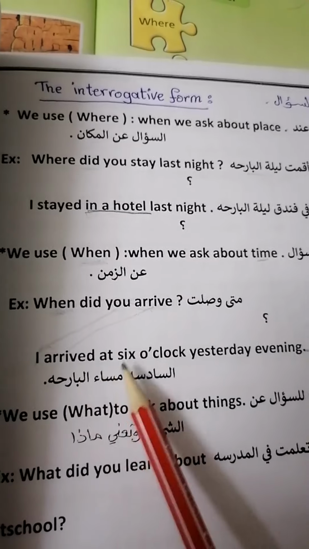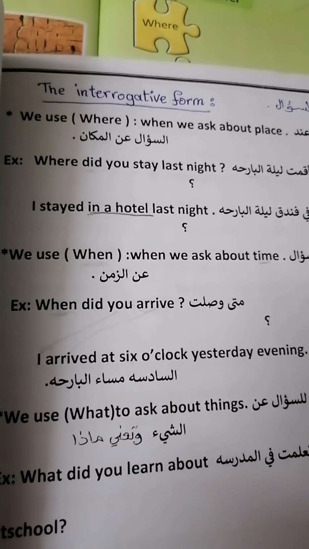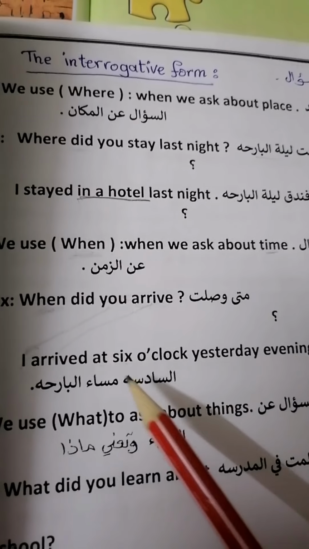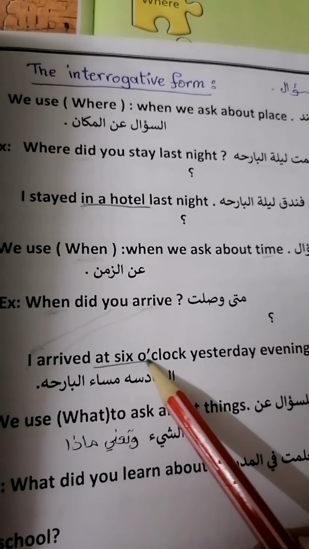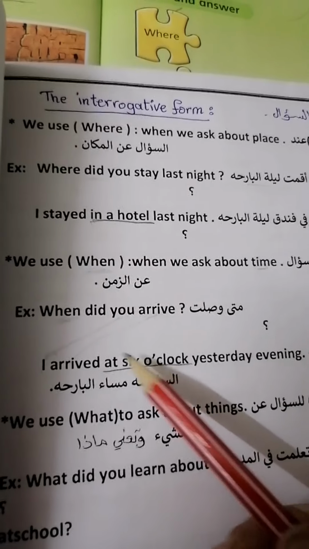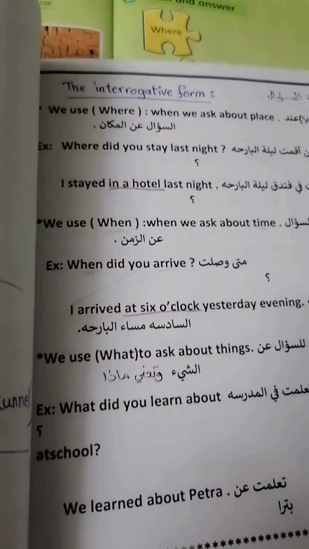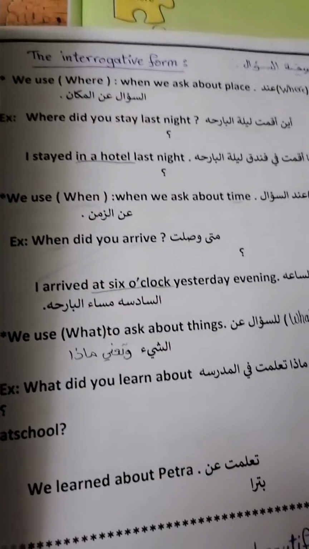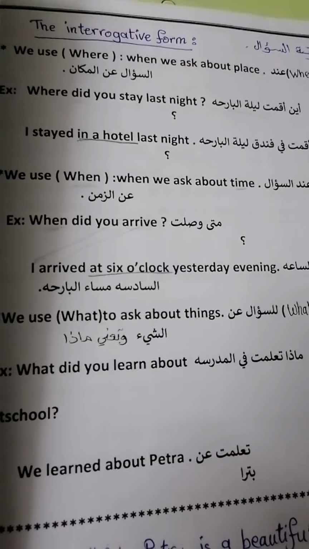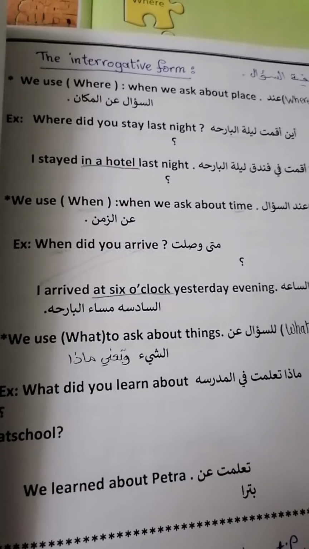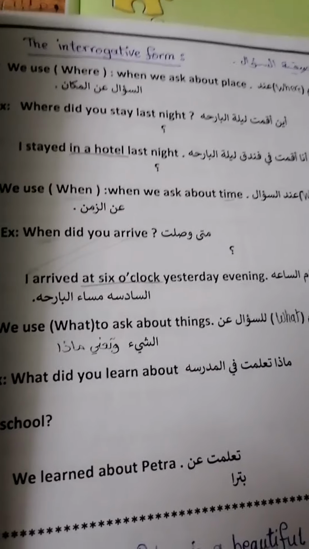I arrived at 6 o'clock yesterday evening. So the answer is this. This is the answer to the question with when: at 6 o'clock. When we ask with when, the answer must be a specific time or a part of the day, like morning, afternoon, evening, like this.